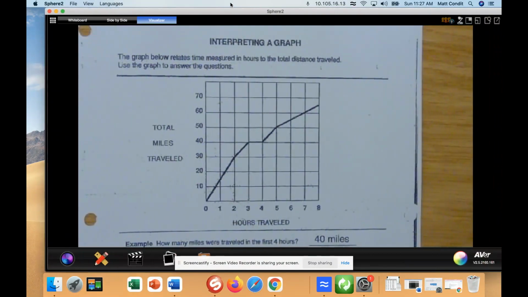Hi, everybody. These are our directions for our interpreting graphs activity. I think you'll find this pretty simple. Again, there's really not a lot new on this from the last couple of lessons. It's just a little bit more reading things off a graph.